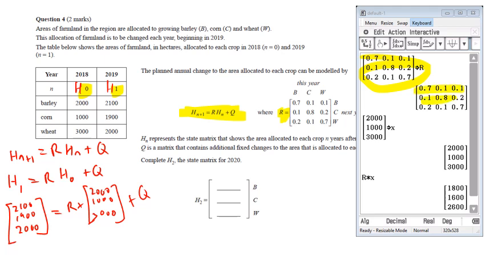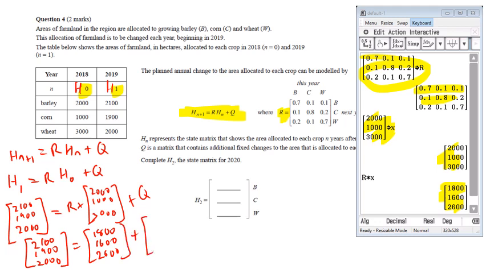So you need to hit your calculator a bit, and so I put in the R and put that across here, and I called it X. I can't be bothered calling it H0, which is 2000, 1000, 3000. Put that in there, and then I did R times X, and I got this. So what you end up with saying, I've got to try and squeeze all this in, is that 2100 and 1900 and 2000 equals, so the R times the 2000, 1000 thingies ends up being 1800, 1600, and 2600 plus Q.